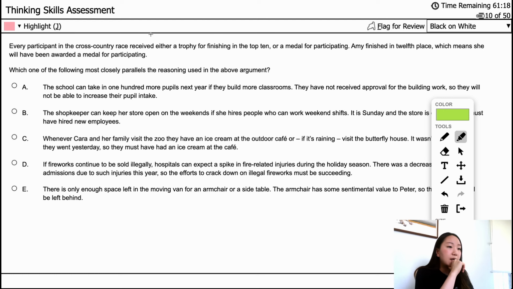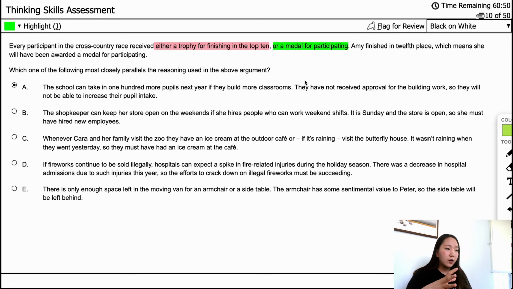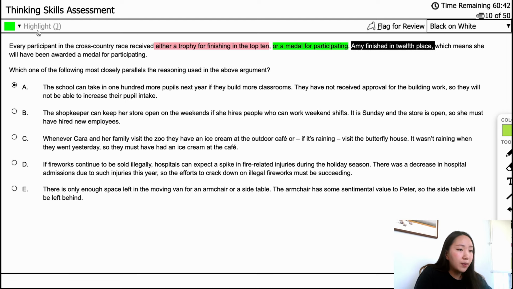We've basically got two mutually exclusive conditions, okay? You've got either a trophy for finishing in the top 10, or a medal for participating. So those are our two mutually exclusive conditions. We have one option here, and then if that doesn't happen, the other option happens. We then have Amy finishing in 12th place. So we have some sort of an event.